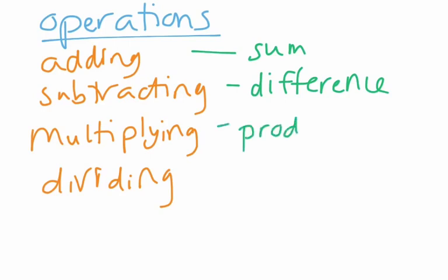Multiplying, the word that goes with that is product. So the answer to a multiplication problem is called a product. And then the answer to a division problem is called a quotient. And that Q actually comes in handy in Algebra 2. You start talking about the rational versus irrational numbers. And the symbol for the rational numbers is a Q, and it comes from quotient. It comes from being able to express the number as a quotient. So you have add, subtract, multiply, and divide, and then the answers to those problems would be sum, difference, product, and quotient.